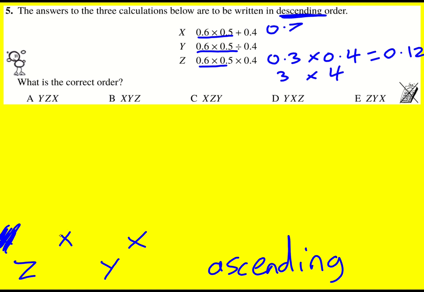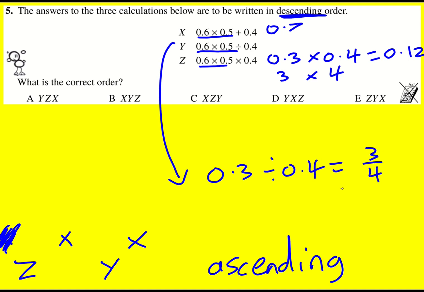Is it bigger than Y or smaller than Y? Let's find out. So for Y, this time I got 0.3 divided by 0.4. That is the same as 3 divided by 4, which is 0.75. If you don't know that off the top of your head, and it is one to learn, then times top and bottom by 25 to get it over 100, it's 75 over 100.